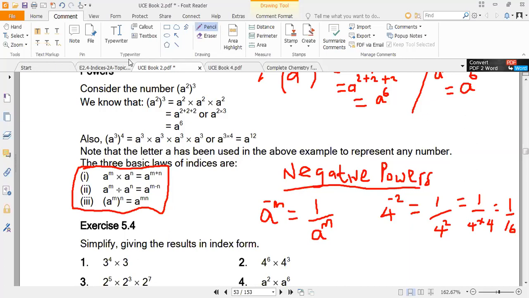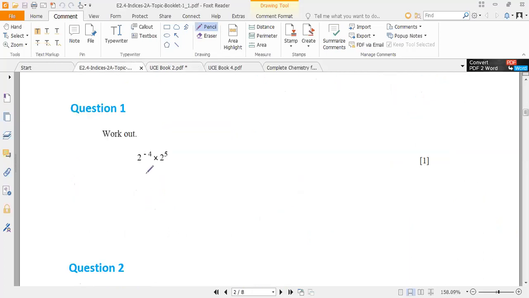So let's go back to our questions here. The first question tells us, work out 2 power negative 4 multiplied by 2 power 5. So when answering such a question, this is what we do.